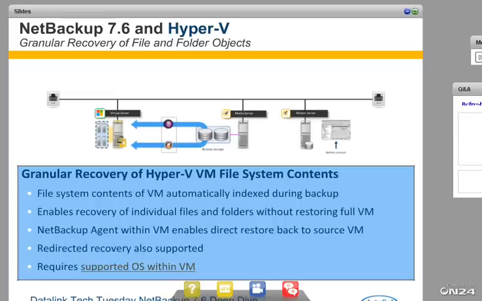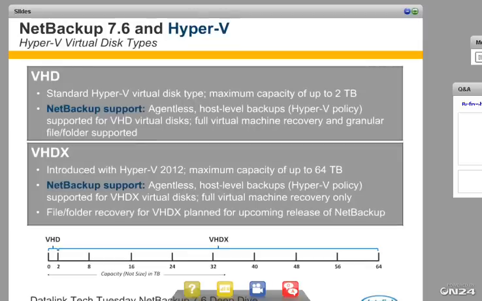And just like VMware, we can do redirected recovery, but we do need to pay attention to the supported OSs within that VM. This is a big sticking point between VHD and VHDX, and we'll talk about this now. Just to review, the standard Hyper-V disk type has a maximum of 2 terabytes. For NetBackup support, we have the capability to have agentless host-level backups, and we can have full virtual machine recovery and granular recovery supported.